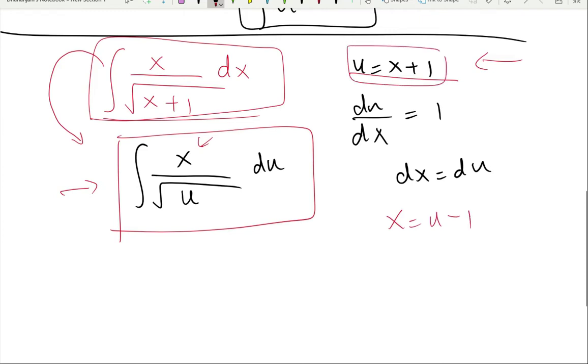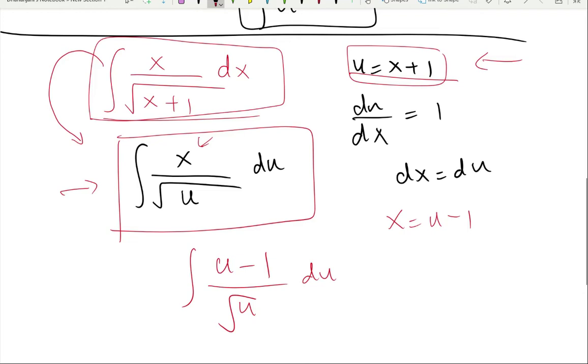We just tweak this substitution a little bit. Alright, so x is u minus 1. Okay. Now we have everything in terms of u, don't we? Yes, so this is one trick.